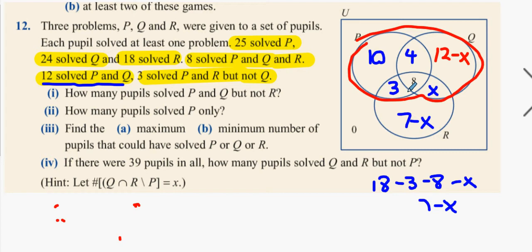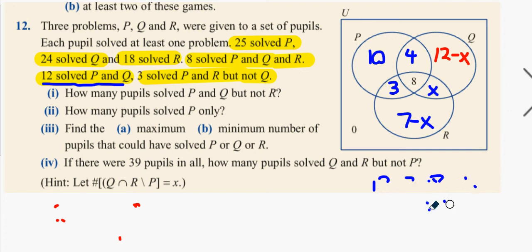I suppose so. Oh, there's 39 pupils in all. So what can I do with all this? I can find out X, can't I? So I should put the whole thing equal to 39, redo the diagram, and then I'll find out what I'm looking for. Okay, let's do this, guys. Let's find out what X is.